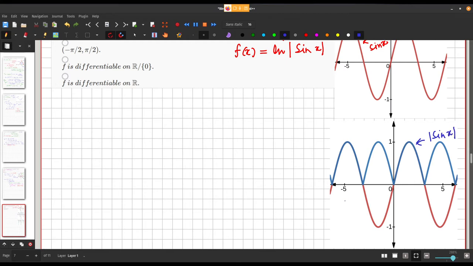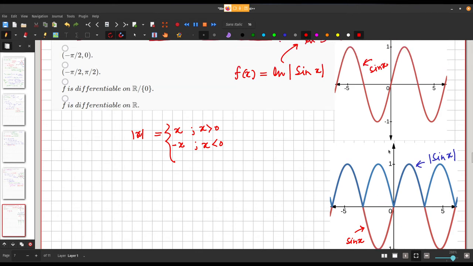The blue curve is mod sin x, and the red one is sin x. We know that mod x is defined as x when x is greater than 0, or minus x when x is less than 0. So whenever sin x has a negative value, it becomes positive because we are applying the mod function. So the graph will be like this.